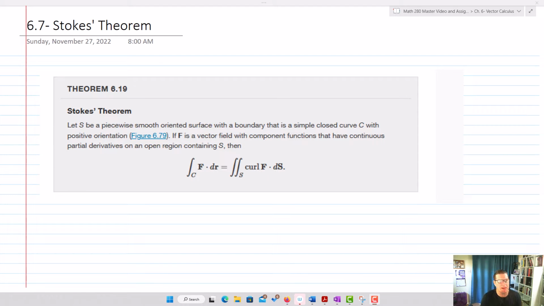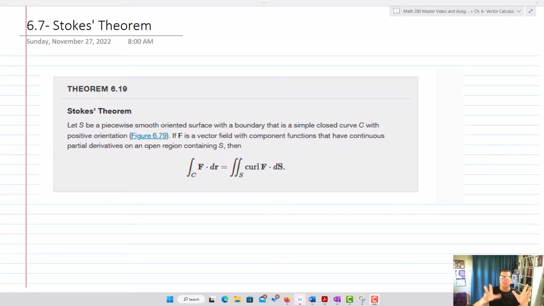All right, so what we're going to be talking about today is Stokes' Theorem. And Stokes' Theorem is a lot like Green's theorem, and it's a lot like the divergence theorem later on, in that essentially what we're doing is we're taking the fundamental theorem of calculus and we're generalizing it to some other situations and also to higher dimensions.